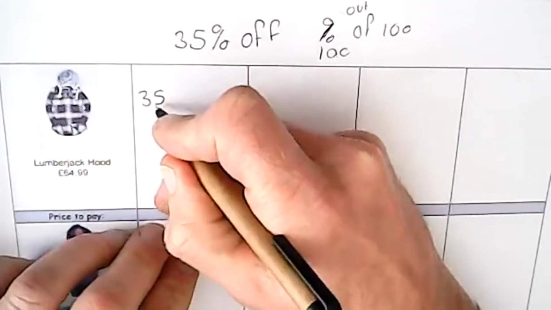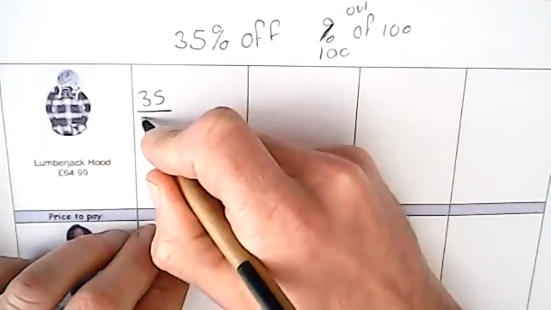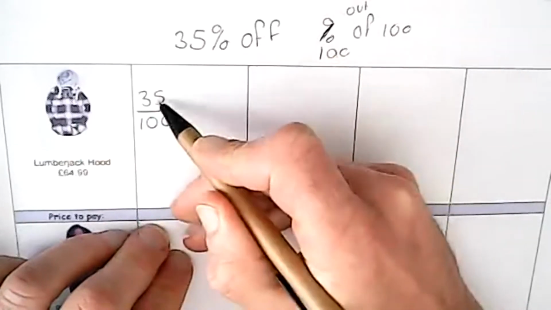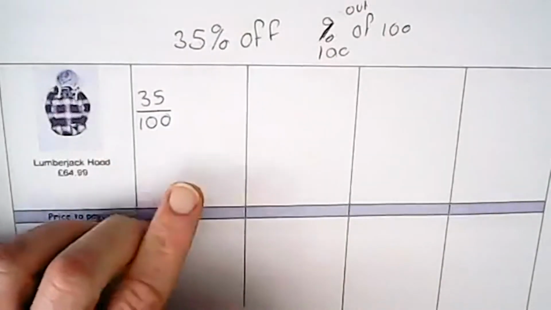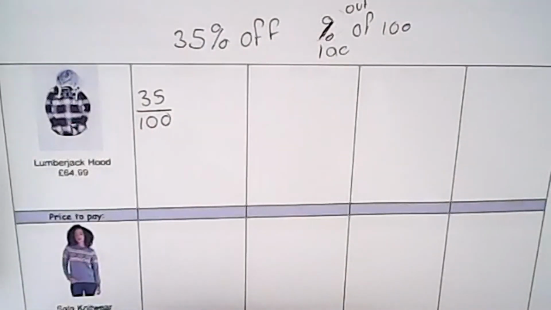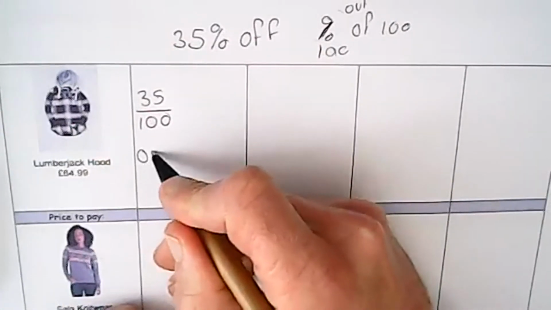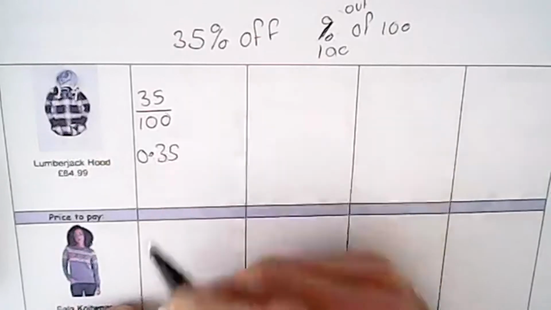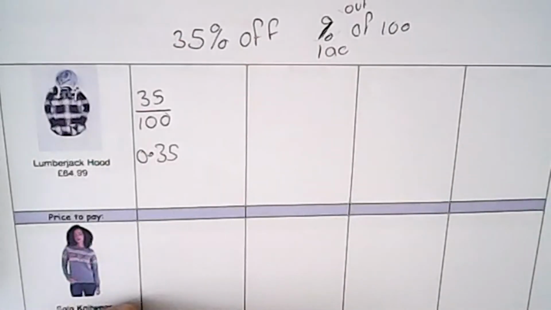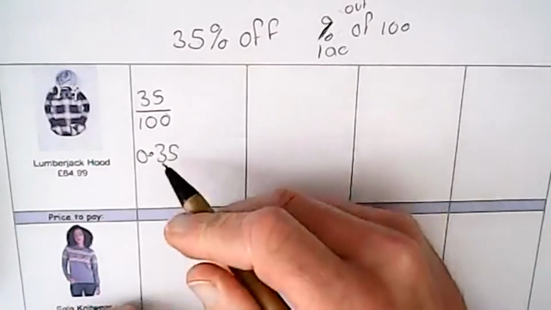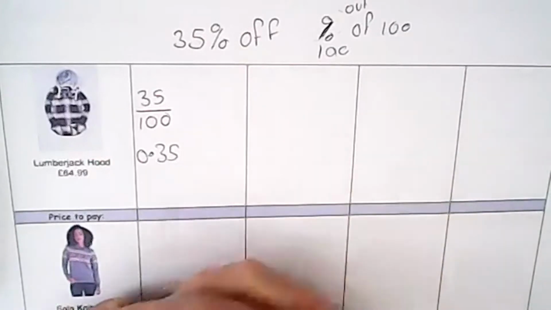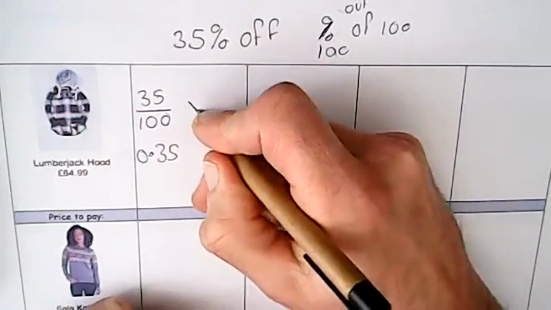good to remind yourself of what it means. 35 out of 100. So I like to write it like that. Okay, if you're short for time, writing it like that is perfectly okay as well. In fact, that's more efficient, saves you time.